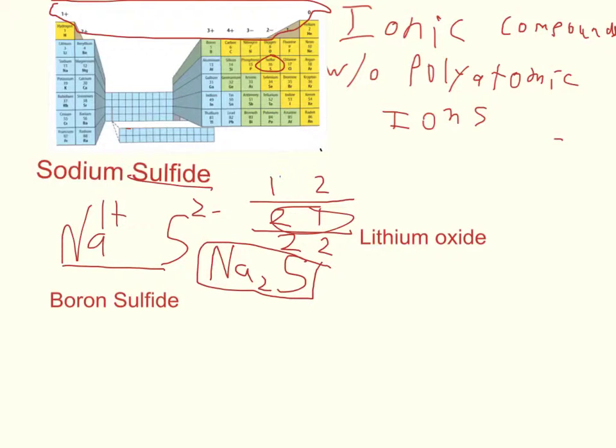Now we're going to move on to lithium oxide. Lithium is Li, and it's 1 plus. Then we get oxygen, or oxide. It's right there, so O 2 minus again. There's another method to doing this. It's a lot faster. Sometimes it doesn't work, but most of the time it works. I'll let you know how it doesn't work.